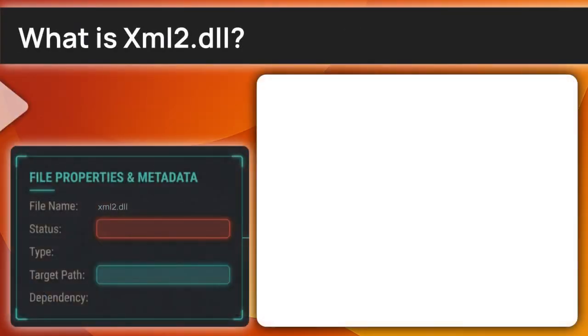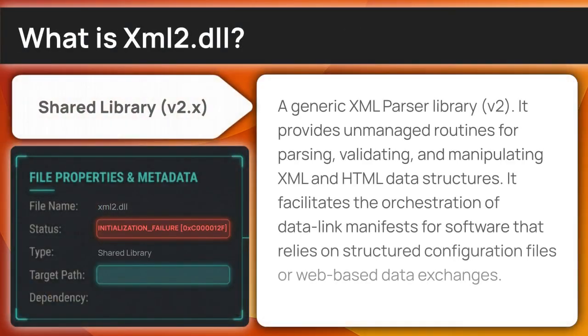This is the XML2 library, a generic XML Parser library, v2. It provides unmanaged routines for parsing, validating, and manipulating XML and HTML data structures. It facilitates the orchestration of data link manifests for software that relies on structured configuration files or web-based data exchanges. Understanding the file's role is a great start. Now let's look at replacing it.